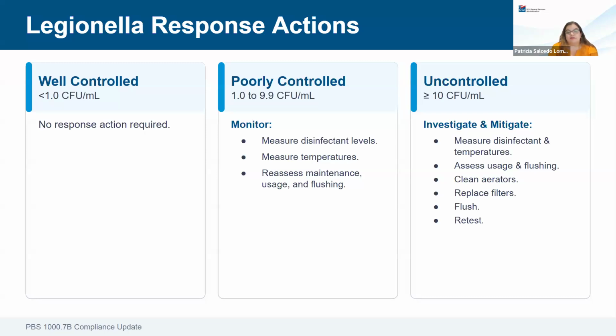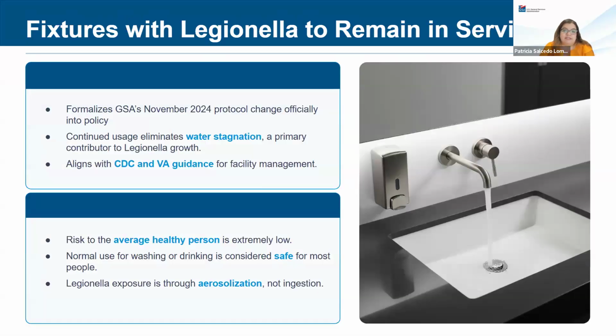If we're in an uncontrolled environment, anything greater than 10 colony forming units per milliliter, we will investigate and mitigate. That will include measuring disinfectant and temperatures. We're going to be assessing what the usage is, what flushing is going on, cleaning the aerators within that area, replacing filters as necessary, flushing, and retesting. Next slide, please.